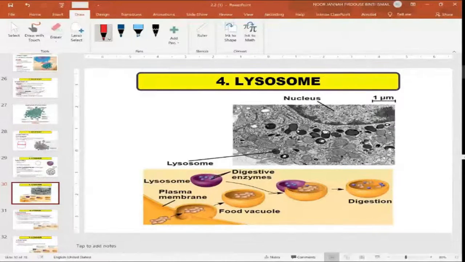Ni contoh digestive activity involved with the lysosome. Lysosome contain digestive enzyme here. Then phagocytosis occurs. Phagocytosis, I will discuss it in 2.4. Okay, and then form food vacuole. The food vacuole fuse with the lysosome. And the lysosome release the hydrolytic enzyme. Then the food will be digested and the substance will be absorbed by the cells.